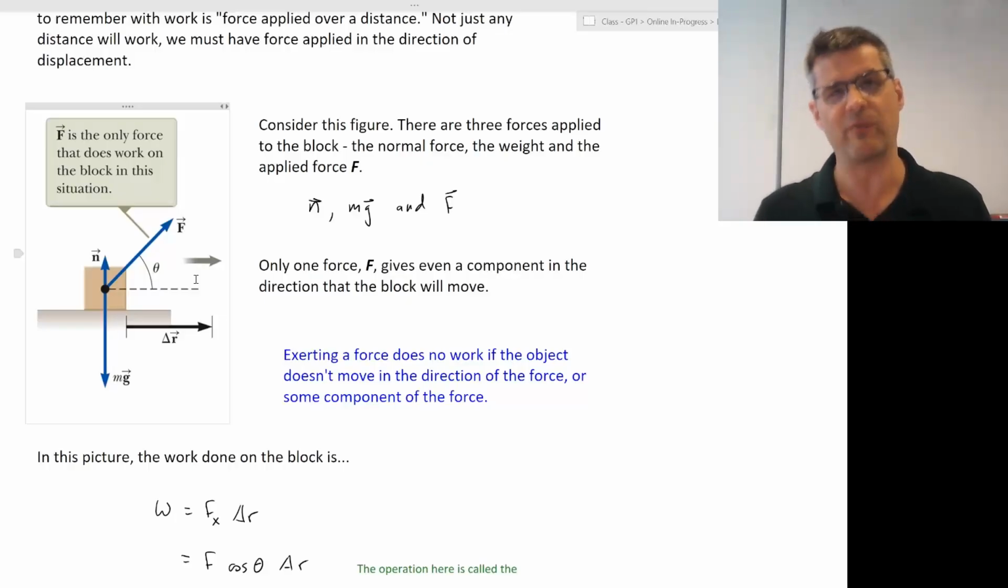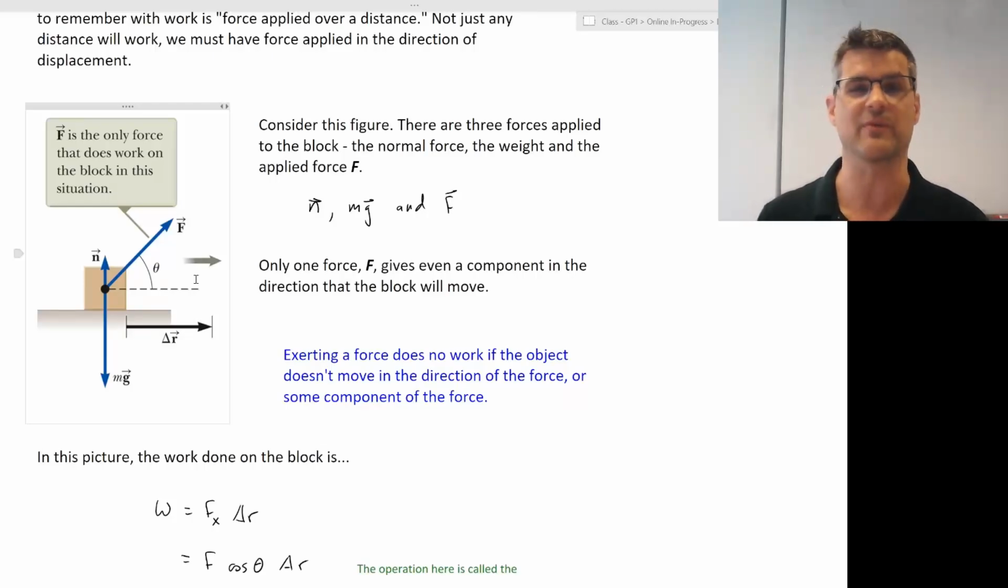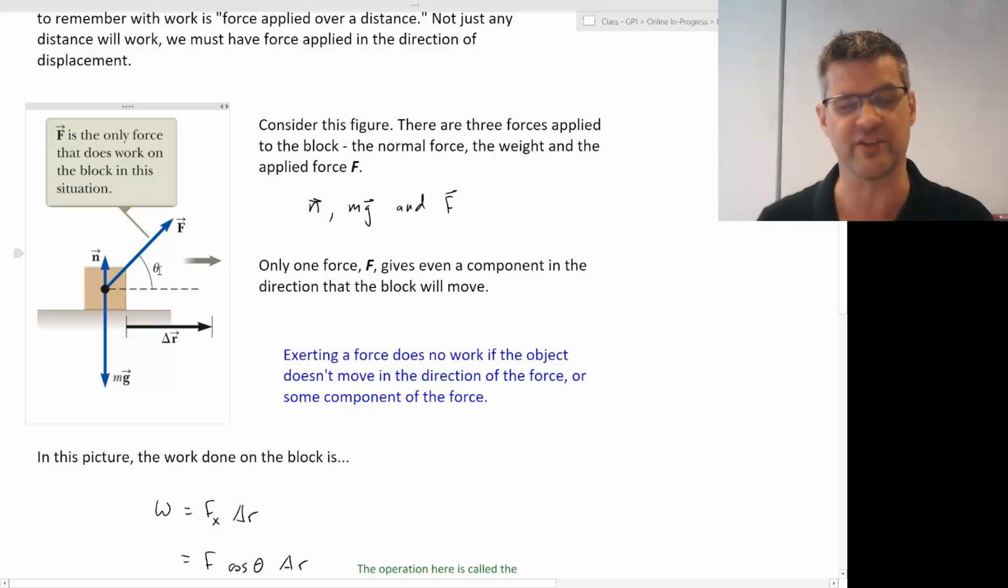And maybe what we wanted to do was try to move this block. So we tie a string to it and we try to pull the block across the table. This was one of the examples that we did when first looking at Newton's second law. It's something very much like what is pictured here. So we applied this force at some angle theta with respect to the horizontal.